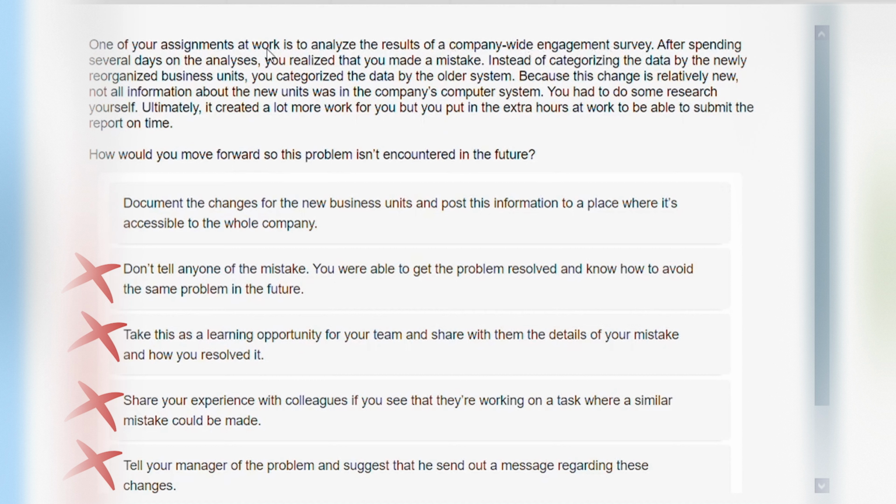However, looking at option 1, document the changes for the new business units and post this information to a place where it's accessible to the whole company. Now, this is where you're educating the entire company.